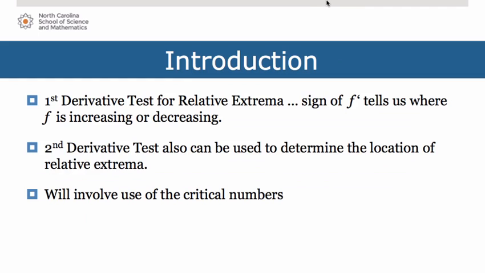In the last lesson we learned that the first derivative test for relative extrema can tell us where a function f is increasing or decreasing depending upon the sign, positive or negative, of the first derivative. The second derivative test is also going to be able to be used to determine the location of relative extrema. The test will involve only the critical numbers, not the intervals around them, as we saw with the first derivative test.